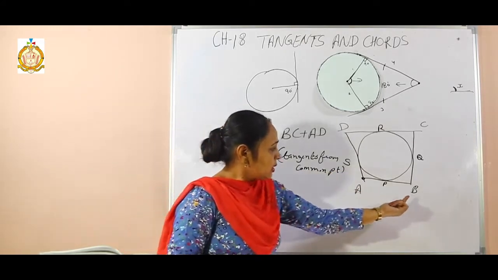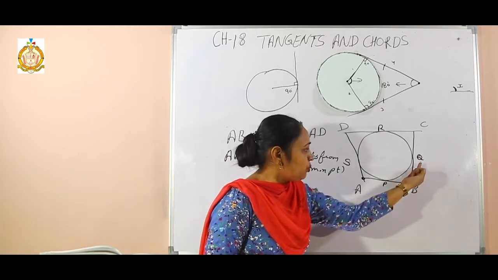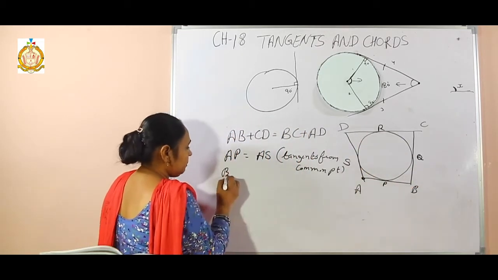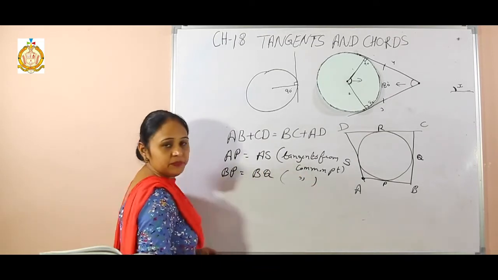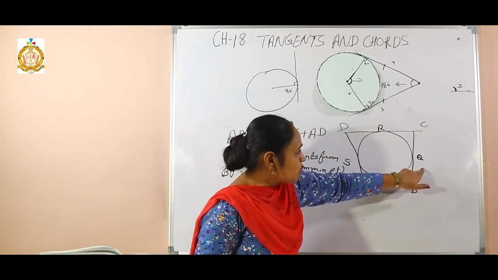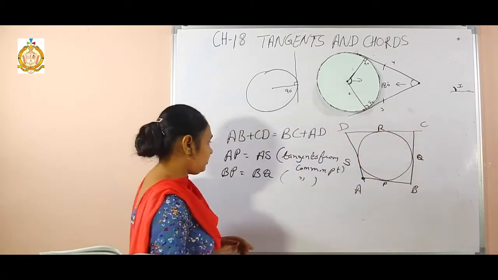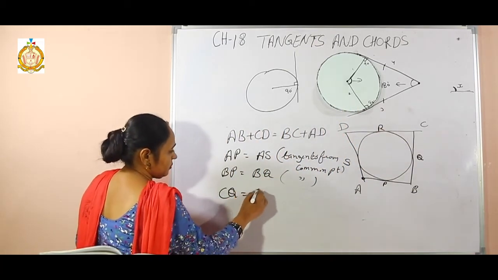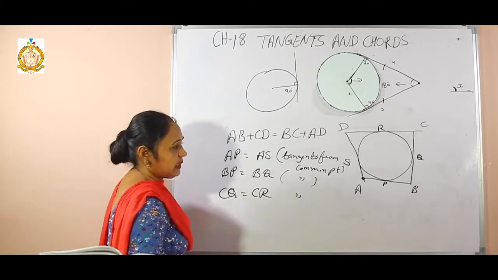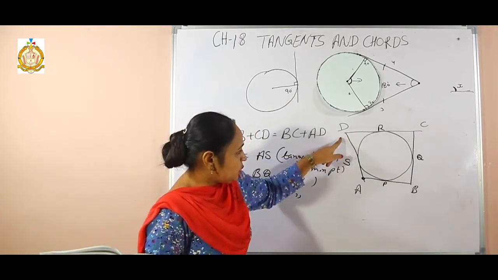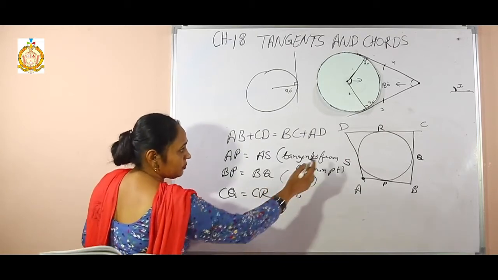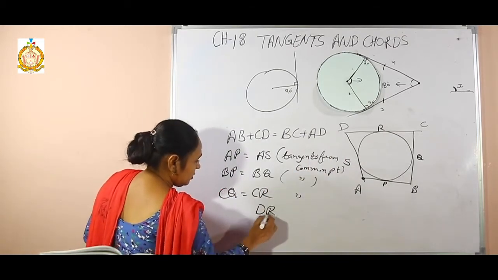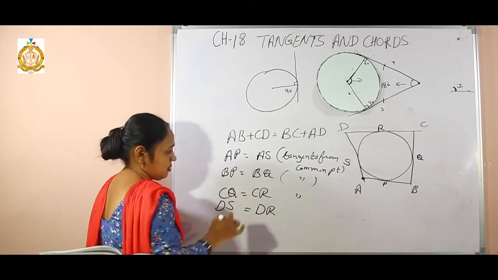Okay, then this BP will be equal to BQ. Same reason is there. Next, CQ equals CR. Next will be DR equals DS.